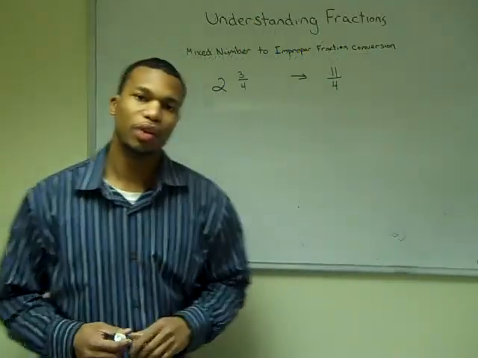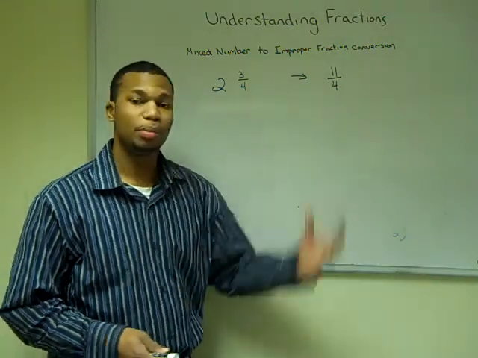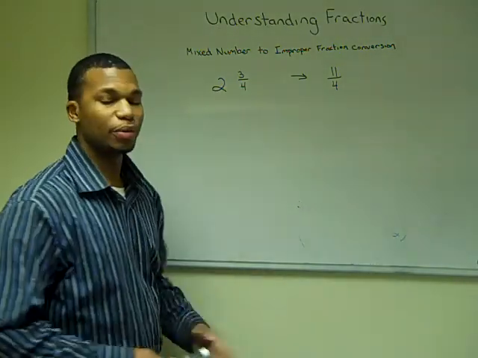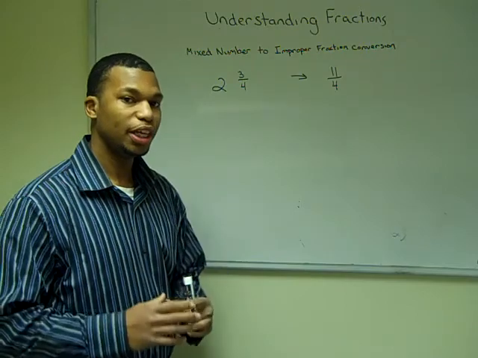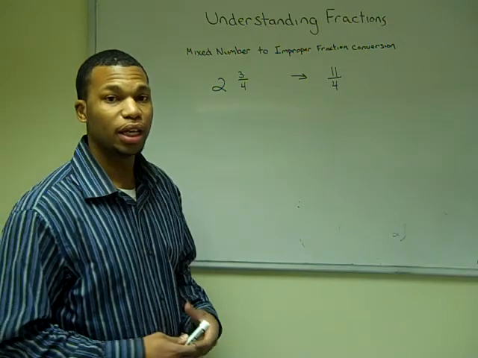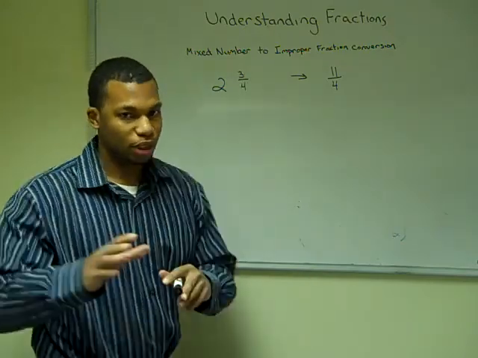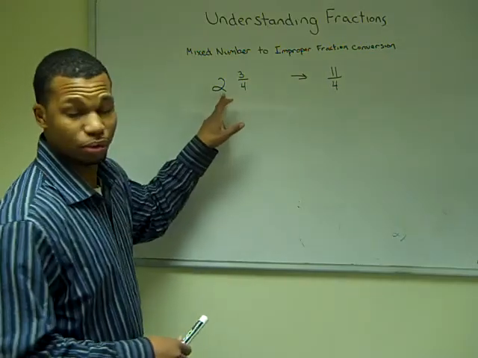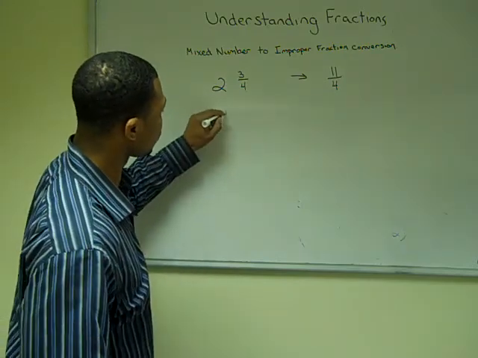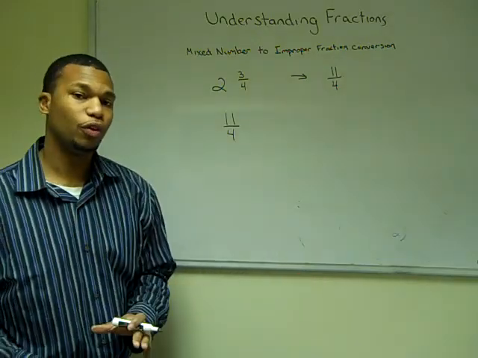So now let's go into the process of taking a mixed number and converting it into an improper fraction and vice versa. What a mixed number is saying is that we have 2 whole things of 4 out of 4. So if we take 2 times 4 we get 8, and if we add the remaining 3 we get 11. Let me repeat that. We're going to take the 2 multiplied by the 4, and then we're going to add the 3. And that gives us 11/4.